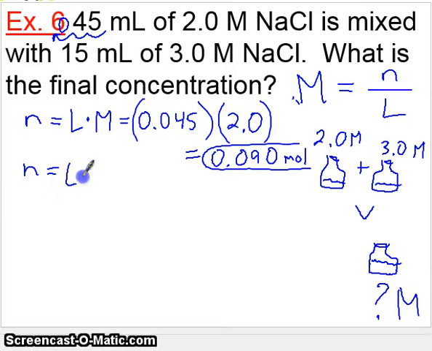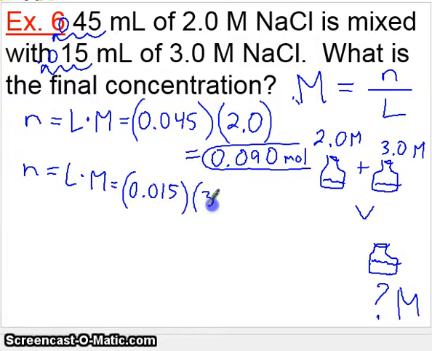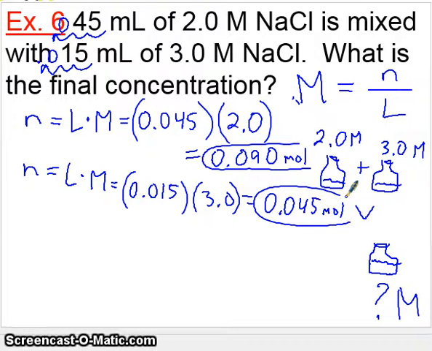If I do the same thing for the next one, liters times molarity, which would be 15 divided by 1,000, I have to use liters, so 0.015 multiplied by 3.0. If you do this calculation, you get 0.045 moles. So here are the moles. Essentially what we're saying is my first bottle has this many moles in it, my second bottle has this many moles in it. Now I'm about to add the two bottles together, so I'll have to combine the moles, which makes sense. The moles get combined into here.